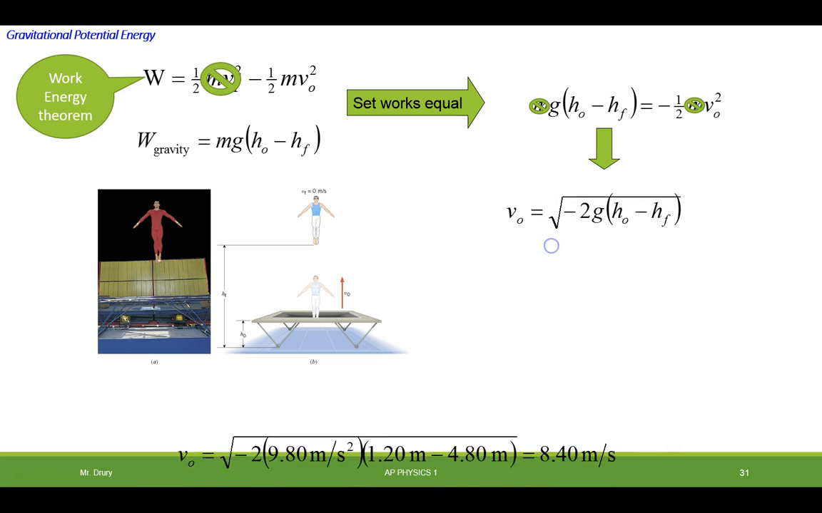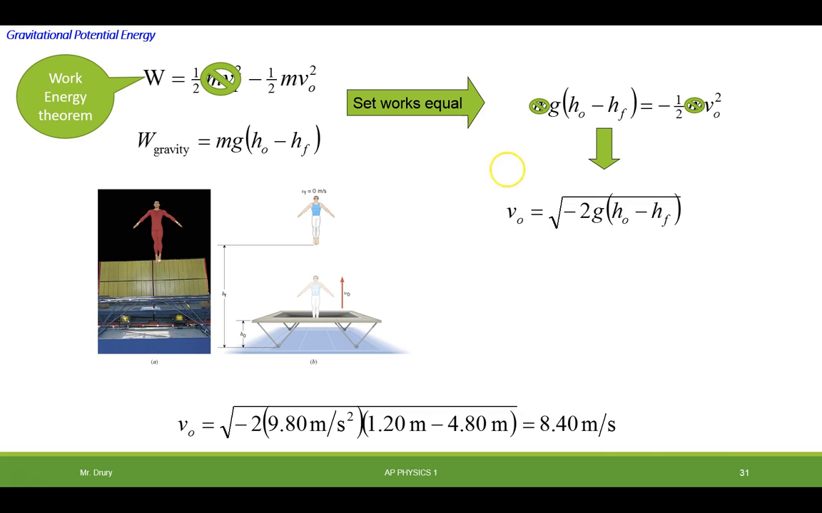Now, as we put the numbers in, we can see that the numbers here are 1.2, which was the initial, minus 4.8, which is the final, which comes out to be a negative number, but that cancels with a negative and you end up with a positive. But as I started the problem with, I could have called this 0 and this 3.6 and made the problem a little bit easier. Either way, it would still come out to the same final speed of 8.4 meters per second.